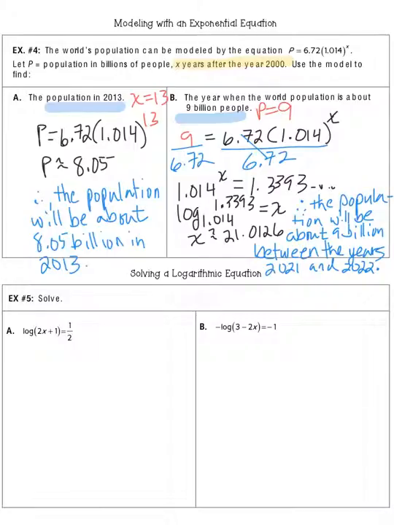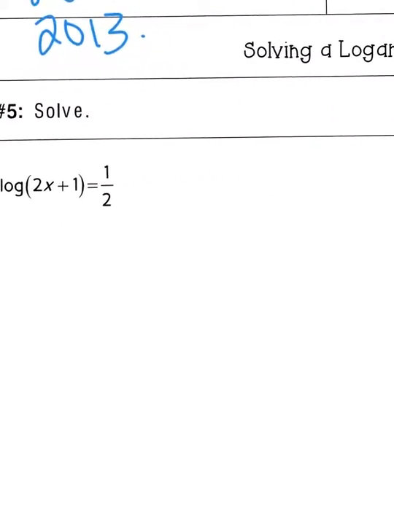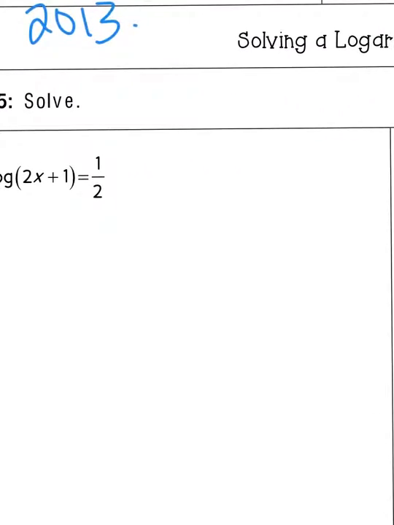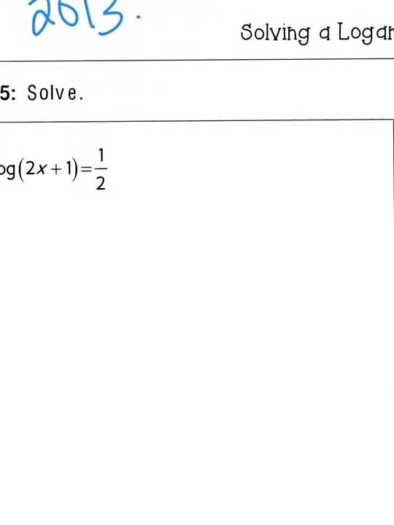All right? All right, so let's finish up. Oops, that's a little crooked. Close enough for government work.